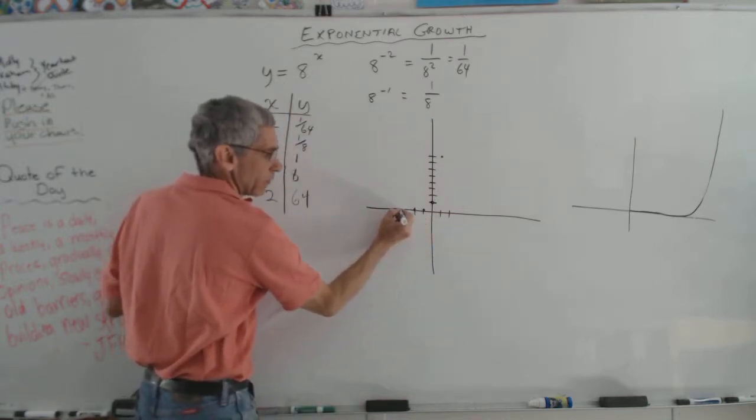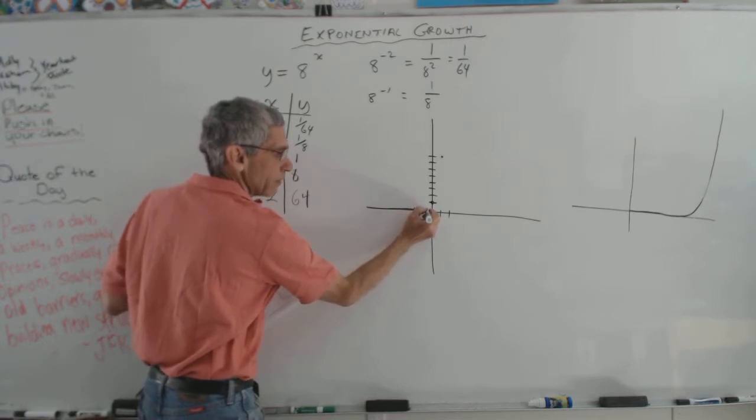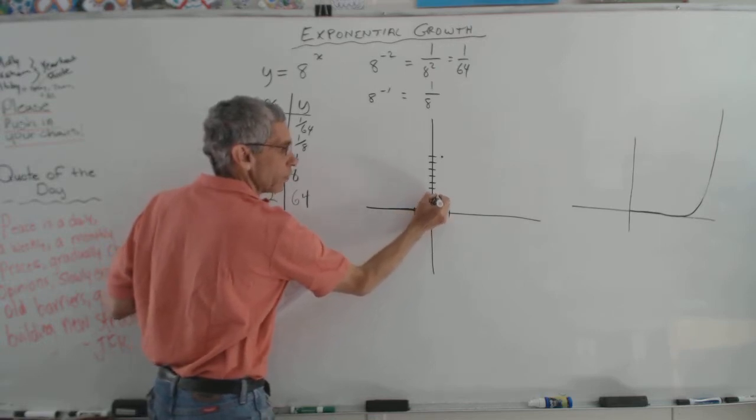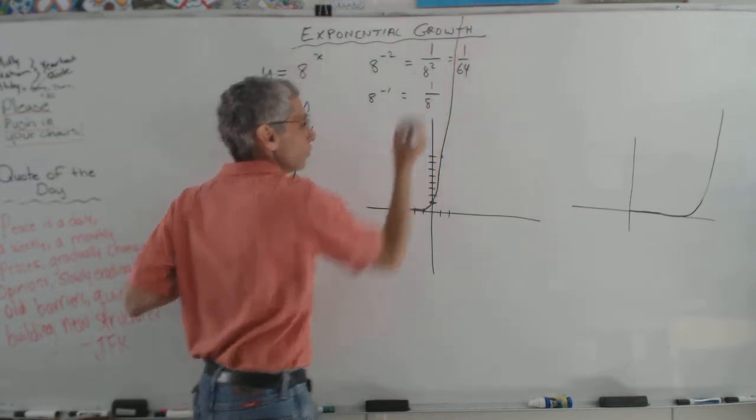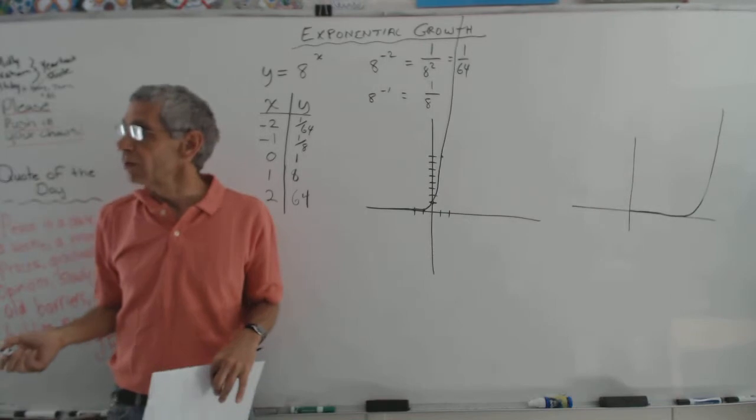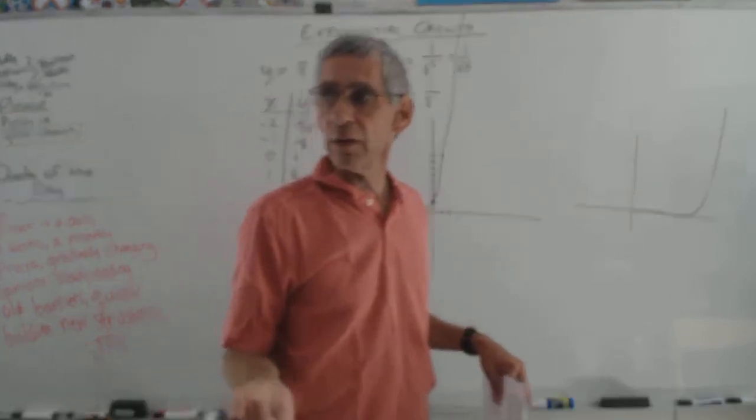It's going to be very, very tiny here for quite a while. And then eventually it's going to start to curve up, and it's going to go up pretty darn fast. Boom. My exponential growth, right? That's how you graph it. Piece of cake, right? To graph these?